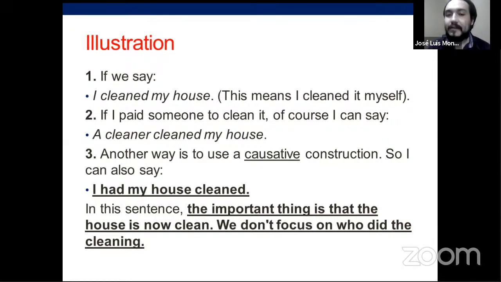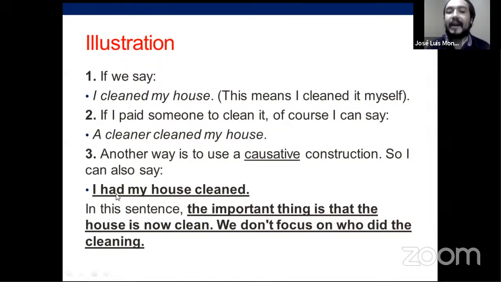And this is what we were analyzing. What is the difference between I cleaned my house and I had my house cleaned? The difference is that in the first one, you did the action. You cleaned your house. And in the second one, someone else did it.